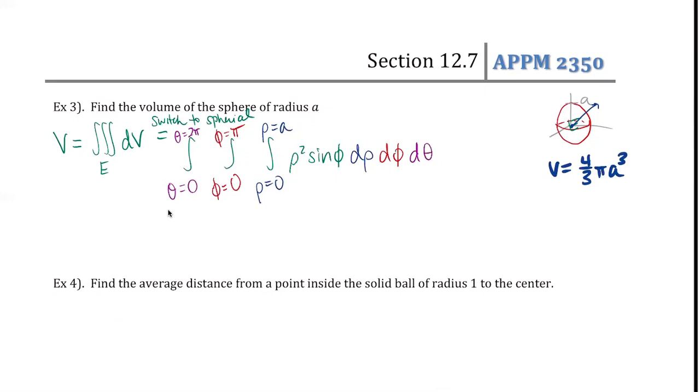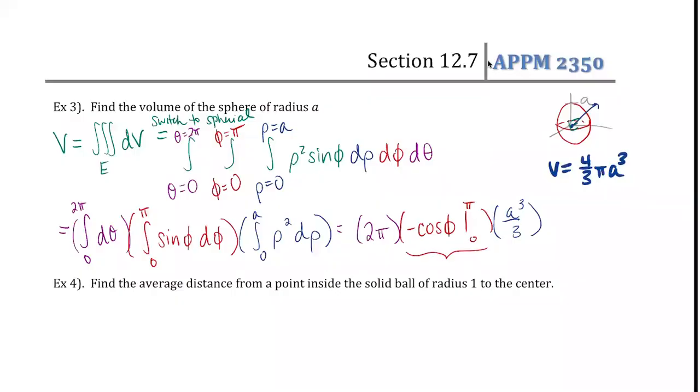And what's nice is now, because my bounds are all constants when I set this up, and because my integrand is a product of a function of theta and rho and phi, I can actually decouple this, just like we used to decouple with double integrals. So let's set up the decoupled integrals. Okay, and we can see the only integral in there that's a little bit tricky is just the middle one, and it's not bad at all. And when we do that, we get back to what we've learned since grade school, 4/3 pi a cubed.